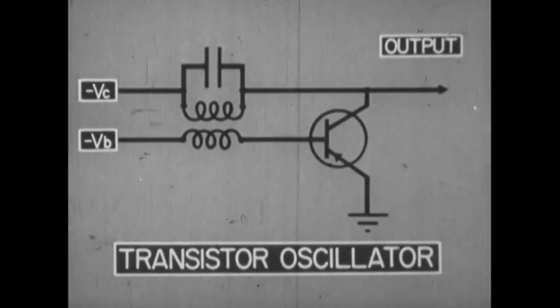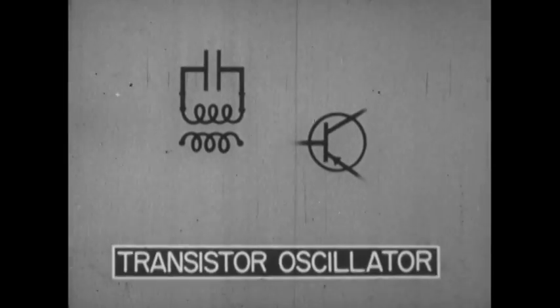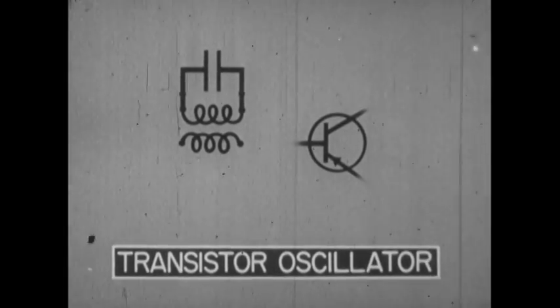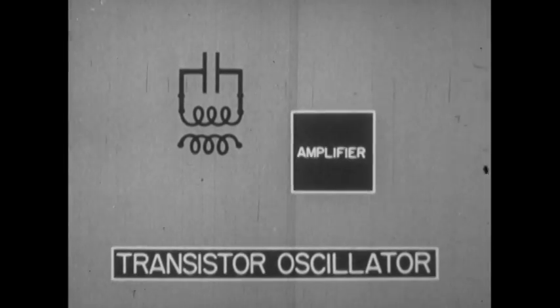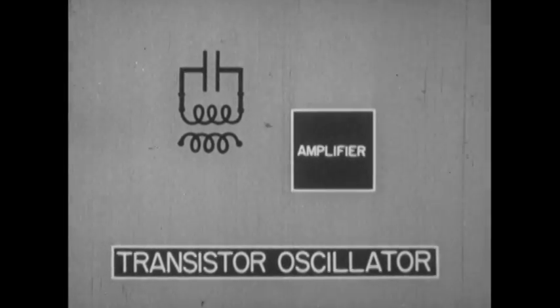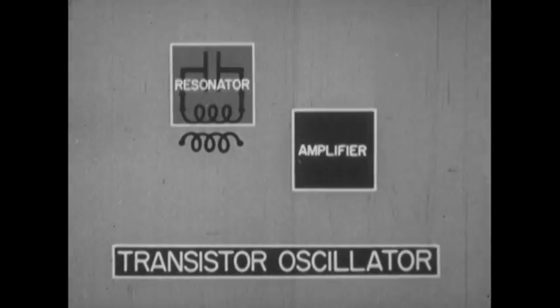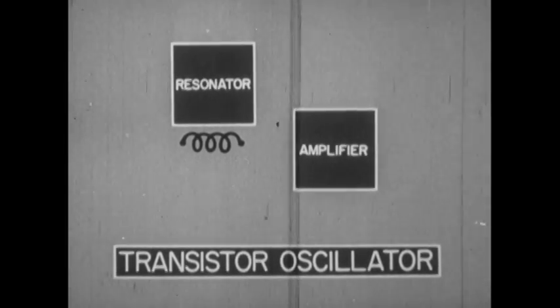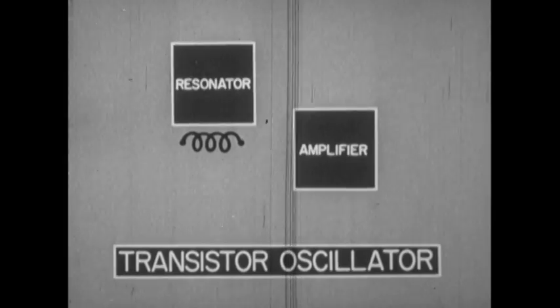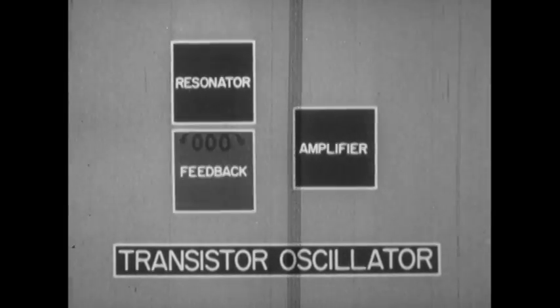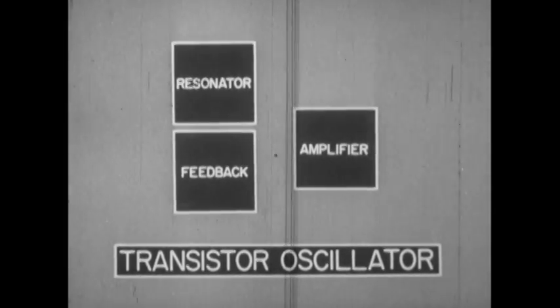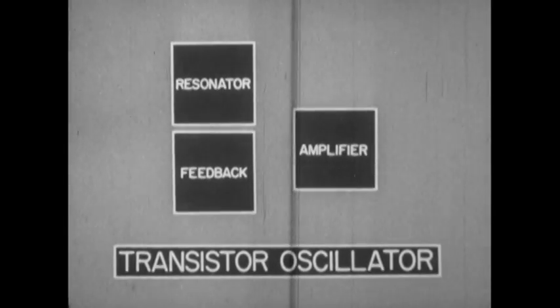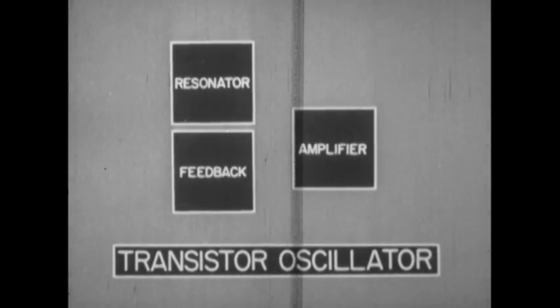All oscillators include three essential elements. First, an amplifier. Second, a resonator or tuned circuit to fix the generated frequency. And third, a feedback arrangement to return some of the output energy to serve as the amplifier's input.